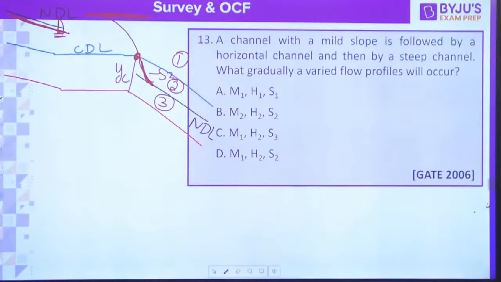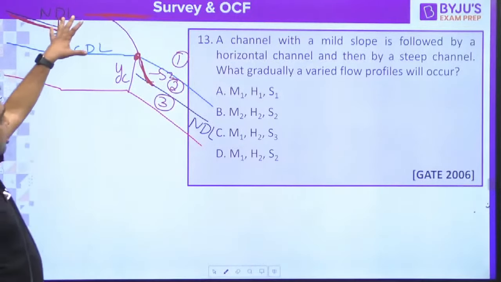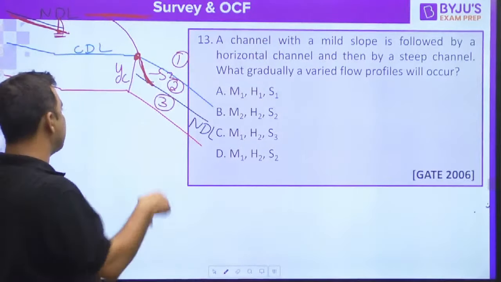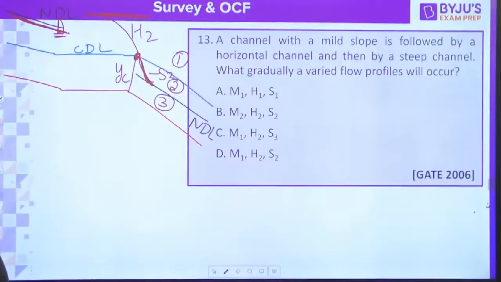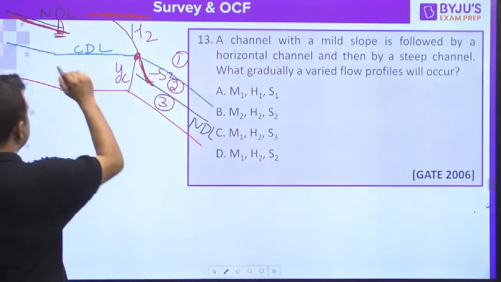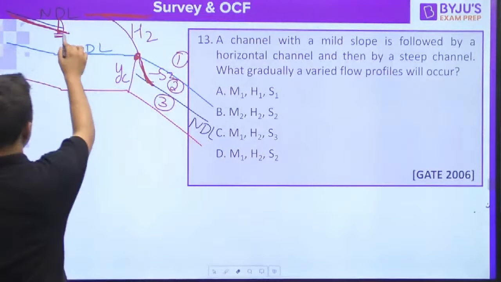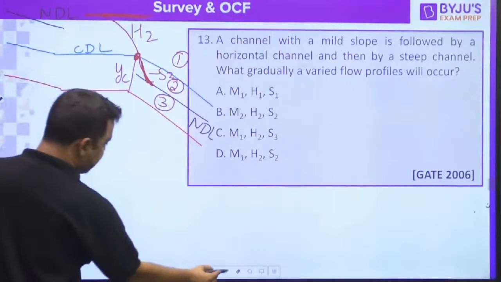and for horizontal flow it is between the NDL and over here, so it will be what? H2, right? And over here the flow has to meet NDL, that is at infinity.